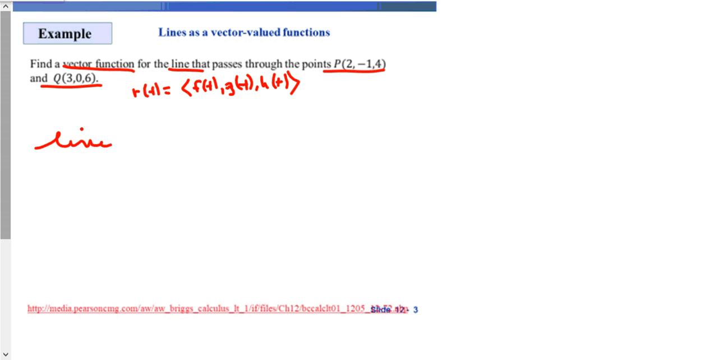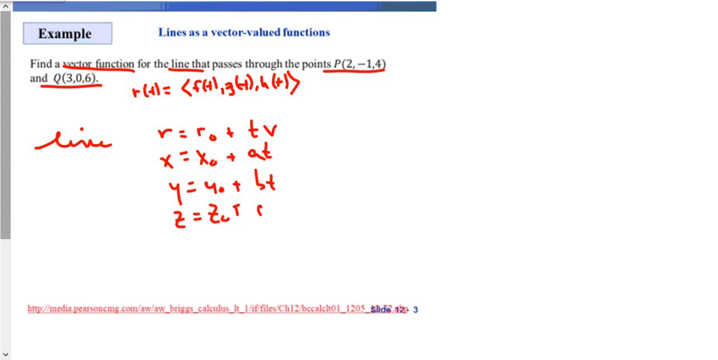We can either write it as r equal r naught plus t times v, that's the vector form, or we can write it as parametric equations where you have x, y, and z equal, and we know it's x naught, y naught, z naught, plus at, bt, ct, where a, b, c is a vector parallel to the line.